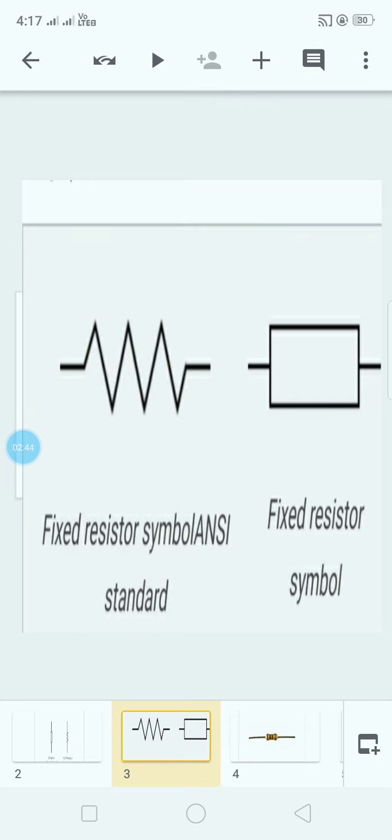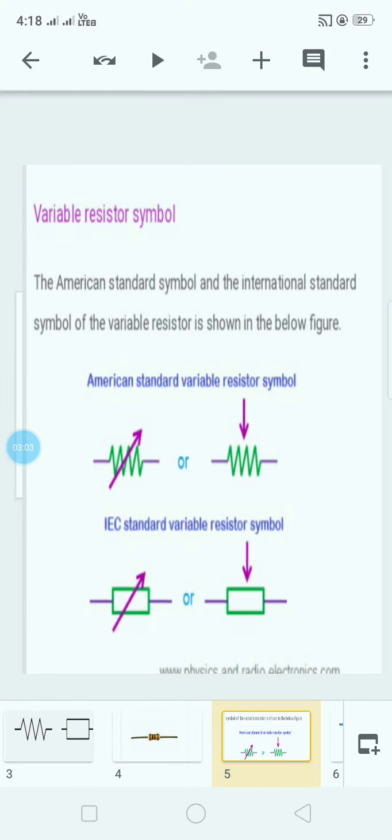Now a fixed resistor has a fixed resistance which does not change. At the same time, a variable resistor is a single unit in the circuit where the resistance can be altered, where the resistance can be changed. Now, what do you mean by a variable resistor? As the name implies, the resistance of the variable resistor is changeable. It is easy to vary or change the resistance of a variable resistor to a desired value.